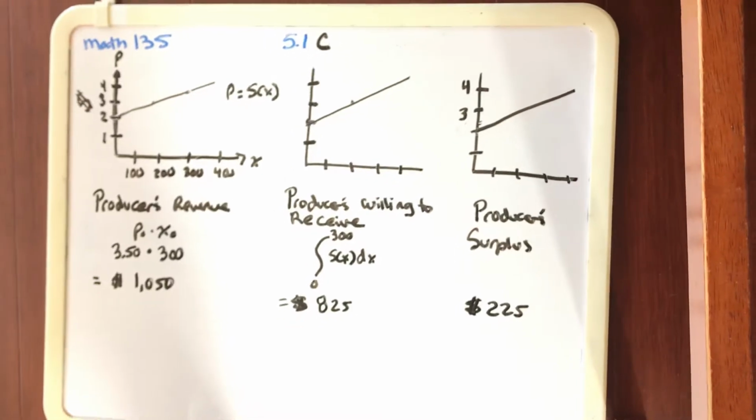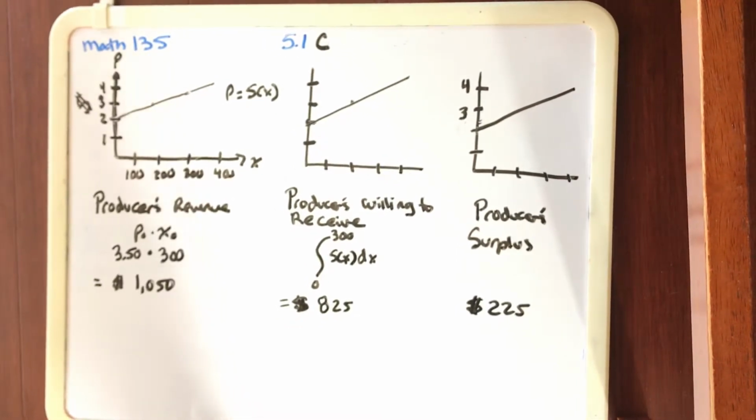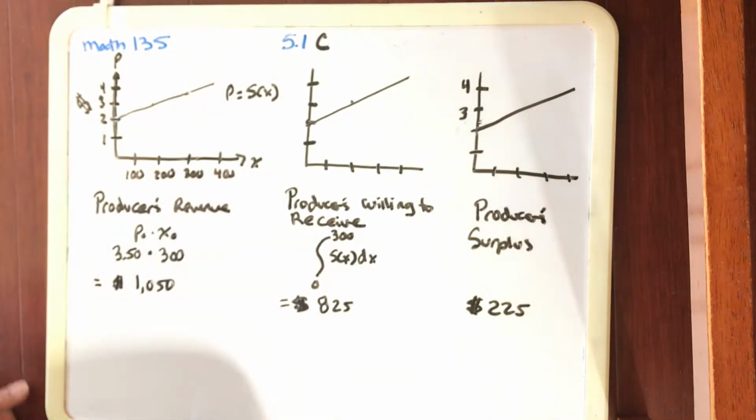Hi, this is 5.1c. I made a little mistake last time. I said 325. The answer is 225. Okay, but let's see how this works on graphs, what we were talking about.